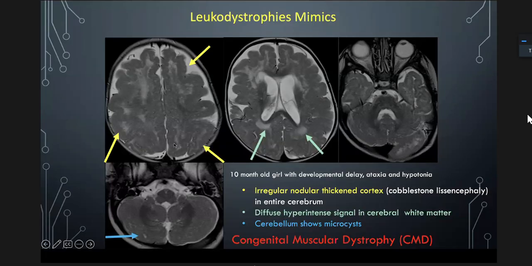So this is a case of congenital muscular dystrophy, and these disorders will classically have a triad of cobblestone cortex, listen carefully, abnormal white matter signal, and cerebellar cysts. So look for these patterns, and then you know this is congenital muscular dystrophy. The child will have hypotonia because it's a muscular dystrophy. So hypotonia is the most common symptom.